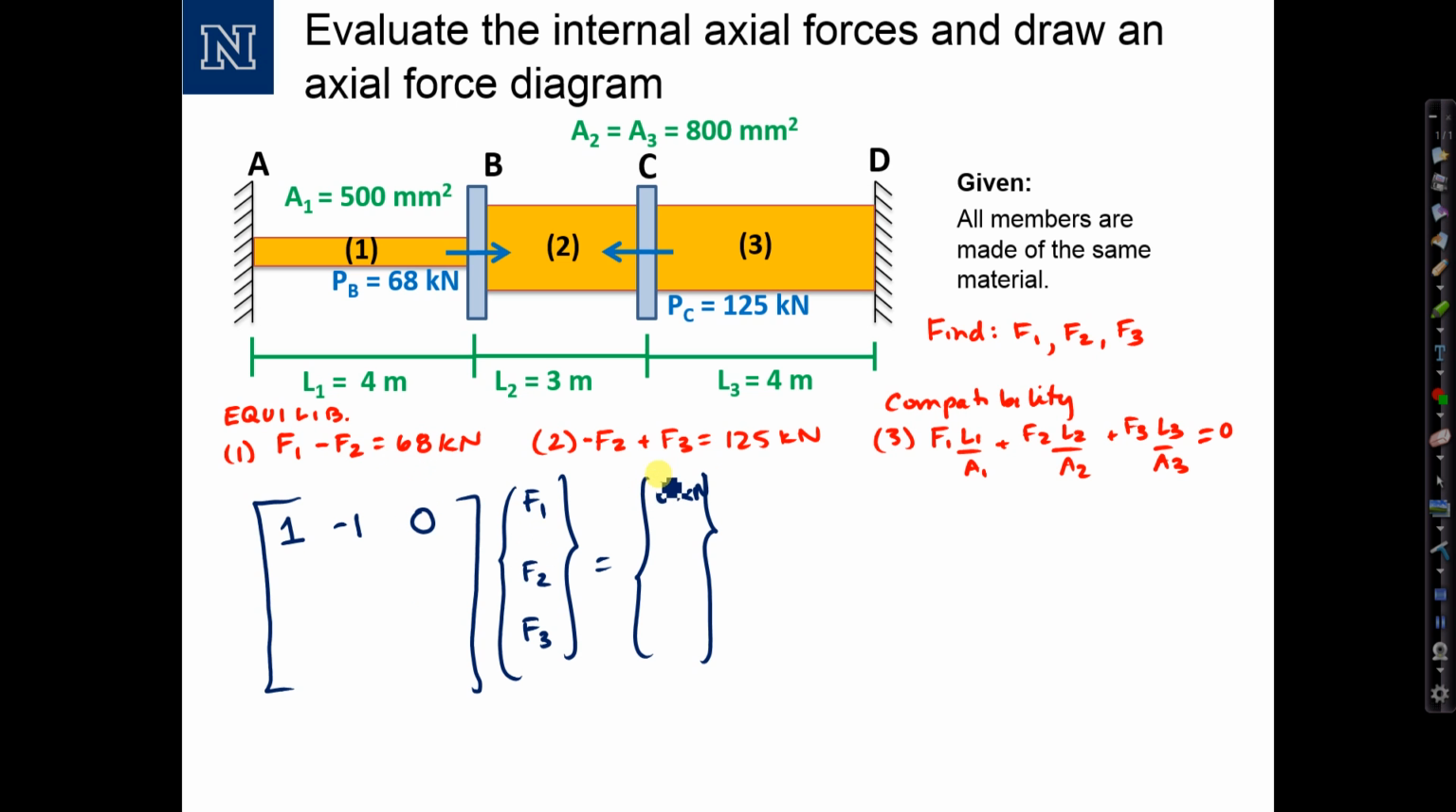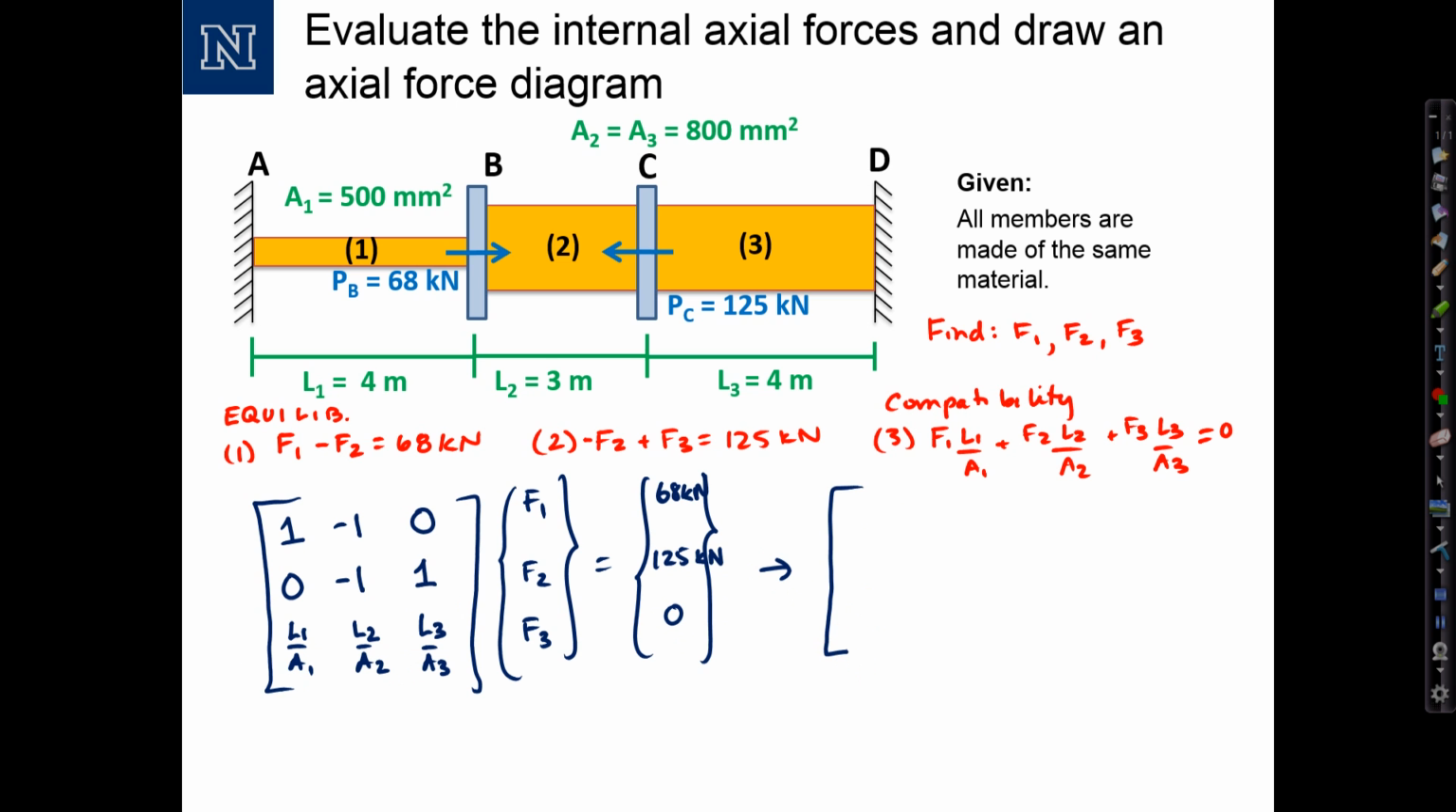The second equation doesn't have F1 in it, so we'll put a 0 there. It's negative 1 times F2 plus 1 times F3 equals 125 kilonewtons. The third equation, the compatibility equation, is F1 times L1 over A1 plus F2 times L2 over A2 plus F3 times L3 over A3. So those are the coefficients that go in that third equation. It's equal to 0.